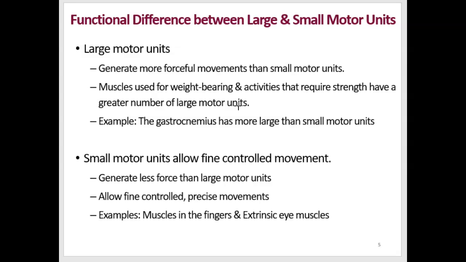Small motor units, however, do have an advantage. They allow for fine controlled movement. They do generate less force, but the movements are more precise. For example, the muscles in our fingers and our extrinsic eye muscles that help us look in certain directions have small motor units, many more than large motor units.